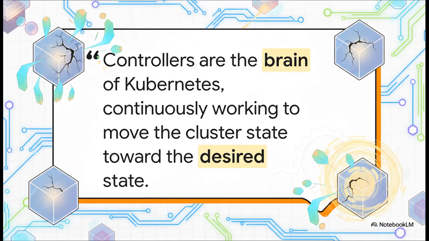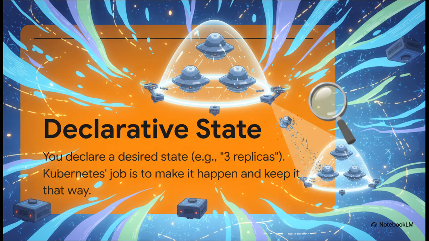Like the quote says, the controllers are the brain of the whole system, and they are always working, nonstop, to make the real world match the world you told it you wanted. This whole system works because of a declarative model. See, you don't give Kubernetes a to-do list. You don't tell it, hey, go start a pod, then watch it, and if it fails, please restart it.